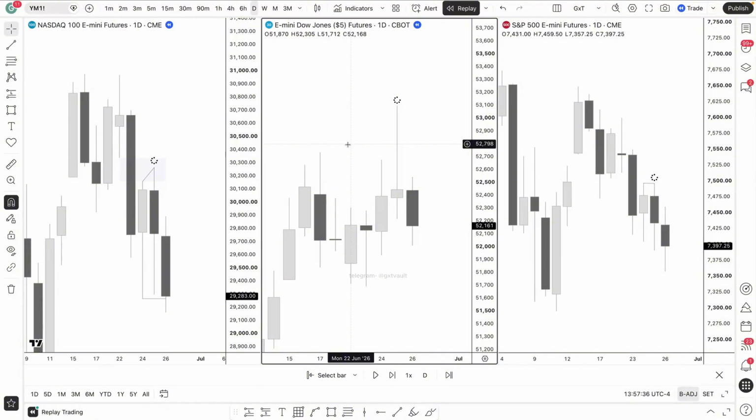Now let's go over my personal favorite two-stage Kraken correlation. And that's where you have an SMT with your key level.